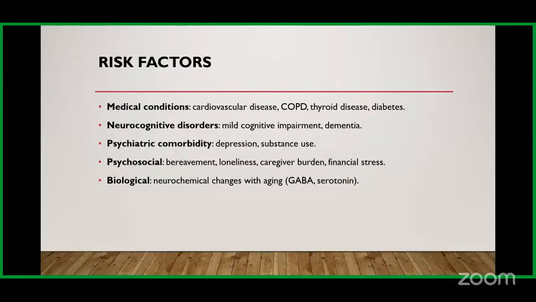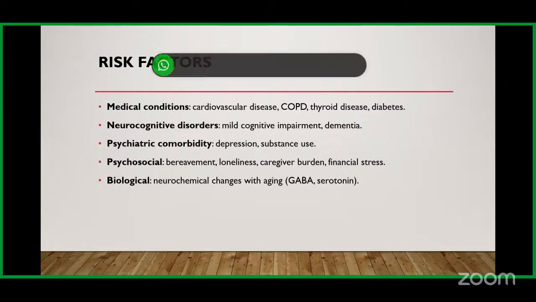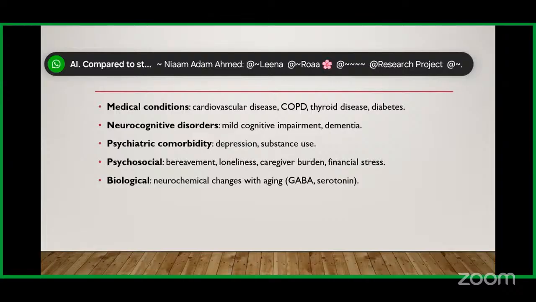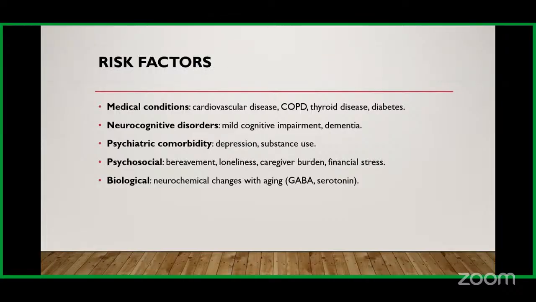The risk factors are, number one, medical conditions like cardiovascular diseases, COPD, thyroid disease and diabetes. Neurocognitive disorders like mild cognitive impairment and dementia. Psychiatric comorbidity like depression, substance use, and personality disorders as well. Psychosocial factors like bereavement, loneliness, caregiver burden, and financial stress. And finally, biological neurochemical changes with aging, like GABA and serotonin. This will be mentioned.